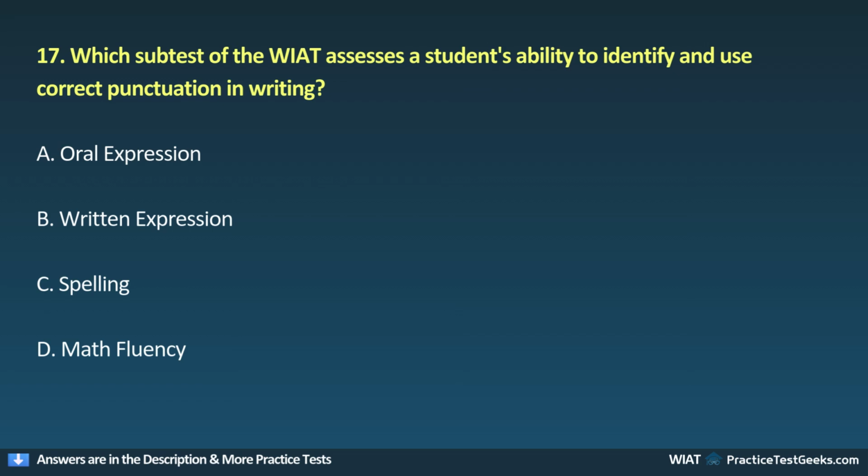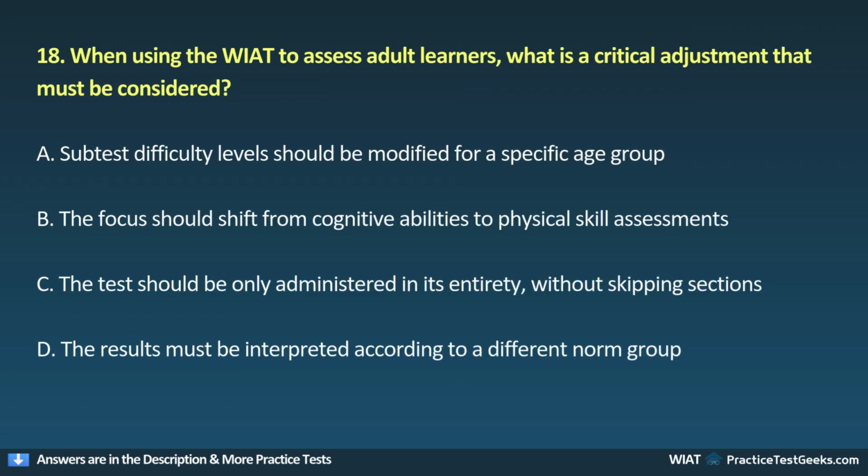A. Oral expression. B. Written expression. C. Spelling. D. Math fluency. 18. When using the WIAT to assess adult learners, what is a critical adjustment that must be considered?